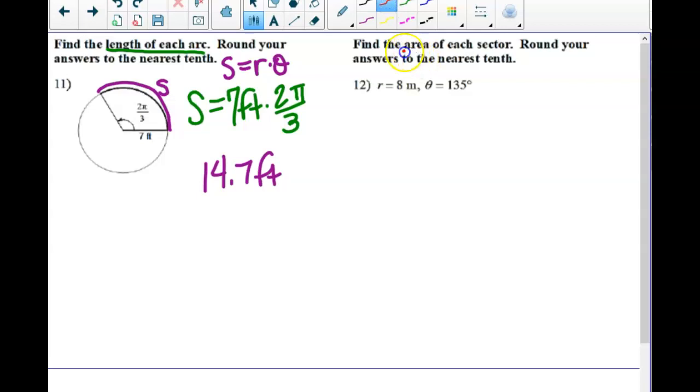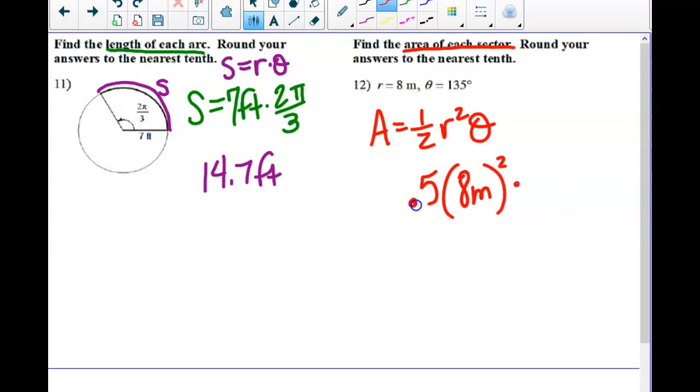The second question says area of a sector. So it's A equals 1/2 R squared theta, or 0.5 times 8 meters squared, times 135, not done. Because this formula only works if I have what? Radians. How do I change it to radians? Multiply by pi over 180. And there's no need to simplify because I'm just going to do it all on my calculator anyway.